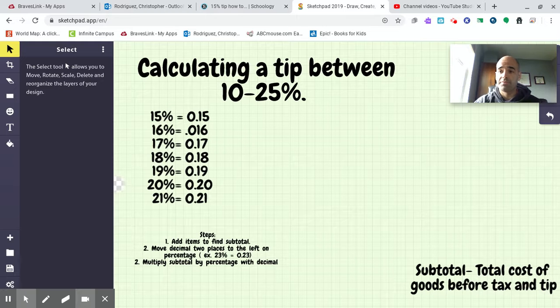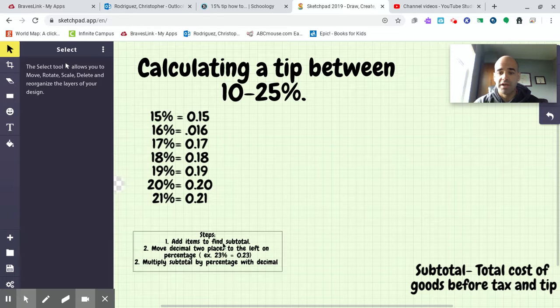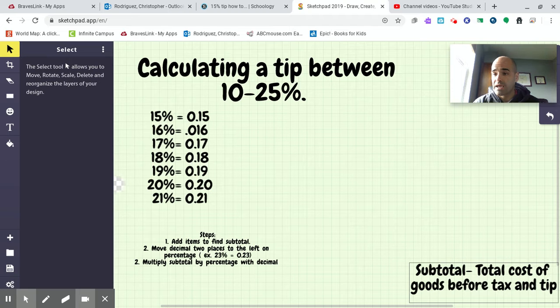So we're just going to review a couple of the terms and the steps prior to doing a potential problem here. First we have the term subtotal. Subtotal is the total cost of goods before tax, tip, shipping, whatever it might be. So if I'm buying a sub and chips and a drink, the subtotal is how much those cost altogether, added all together.